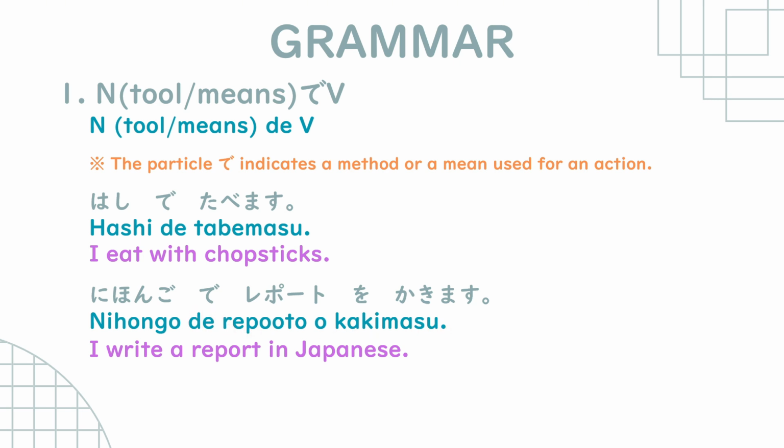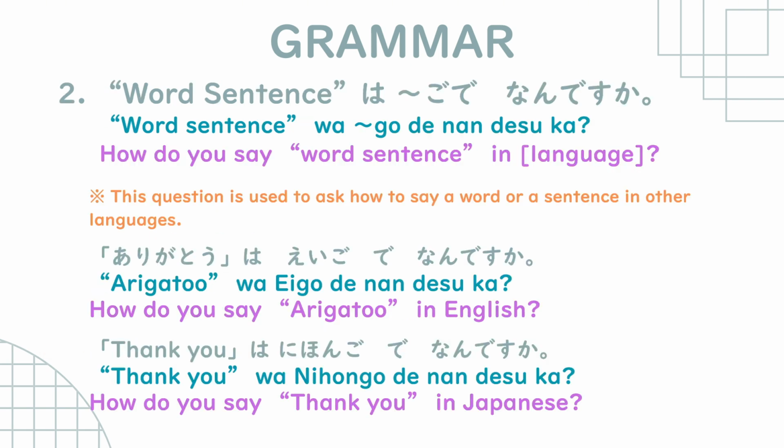This whole spot here is the verb. We can consider this as the verb, okay? So, reporto o kakimasu in itself is the verb for this grammar point. And then the next bit is: word sentence wa something go de nan desu ka. So, word sentence wa go de nan desu ka.